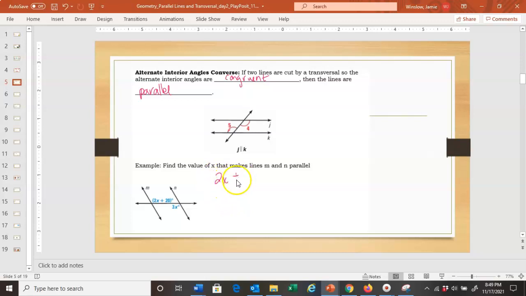All right, let's see. 2x plus 20 equals 3x. We know these are alternate interior, and they are congruent. So I'll just subtract the 2x this time. X is 20. Let's see. 2 times 20 plus 20 is 60. And 3 times 20 is 60. M is parallel to N. Remember, this is the shorthand for parallel. It's like the two L's in parallel.